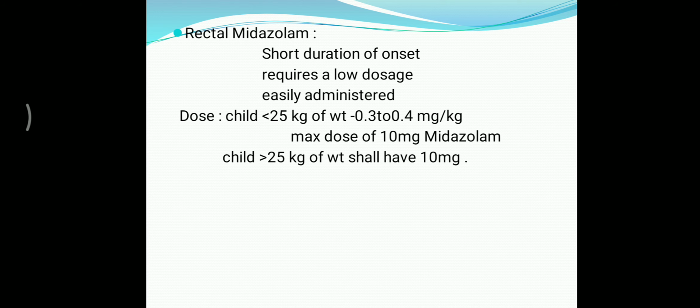Rectal midazolam, short duration of onset, requires a low dosage, easily administered, and the dose is, for a child less than 25 kg of weight, 0.3 to 0.4 mg per kilogram. Maximum dosage is 10 mg of midazolam, and a child greater than 25 kg of weight shall have 10 mg.